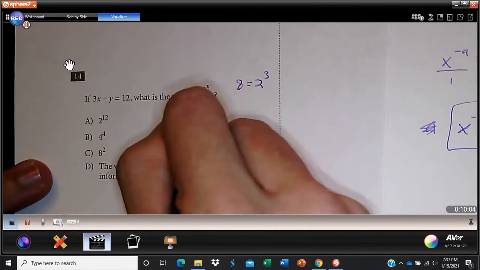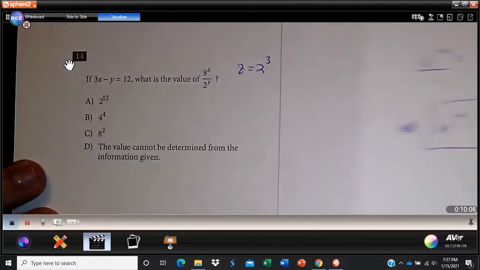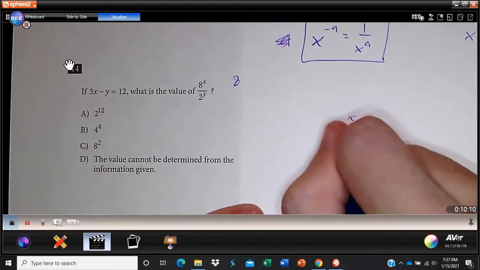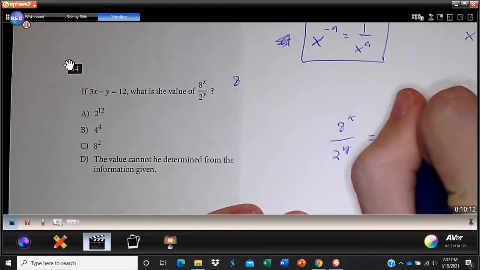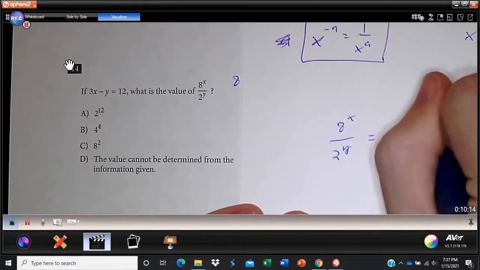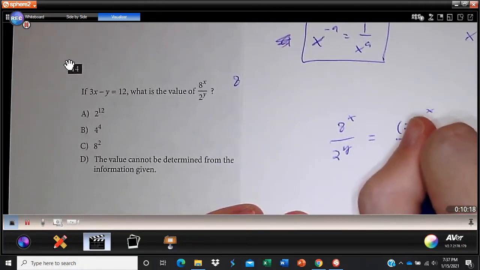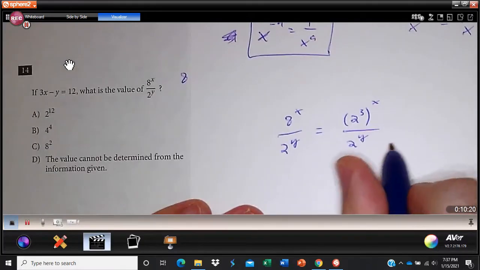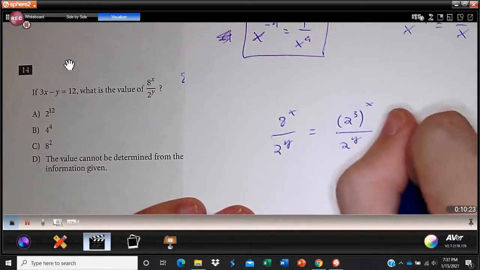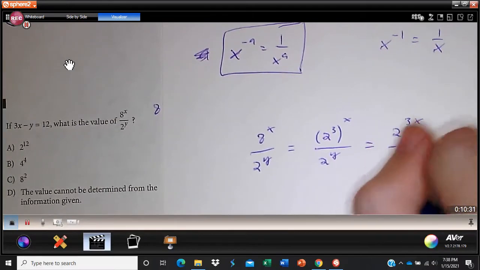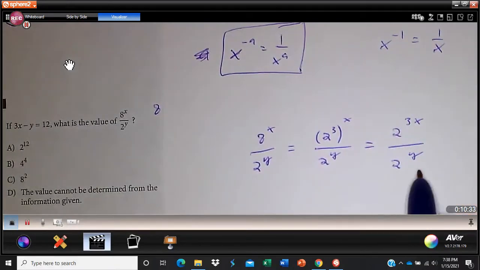So anyway, let's rewrite this now. We have 8 to the x over 2 to the y, but 8 is 2 to the third, so I just replaced 8 with 2 to the third, to the x, over 2 to the y. And now at least they're the same base, so I'm kind of happy about that. This is one of our rules, so we multiply those together. So we have 2 to the 3x divided by 2 to the y, and then this is on the denominator.